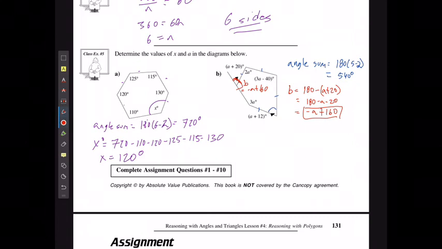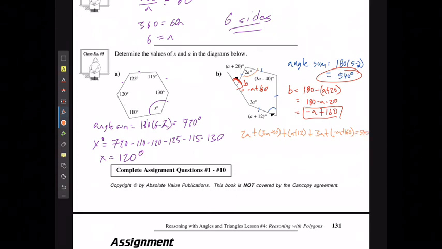Next, I can say that if I take all these angles and add them together on the inside, I know they have to equal 540. So let's make a list of all the angles we have. We have 2a plus 3a minus 40 plus a plus 12 plus 3a plus negative a plus 160, and they all have to equal 540.